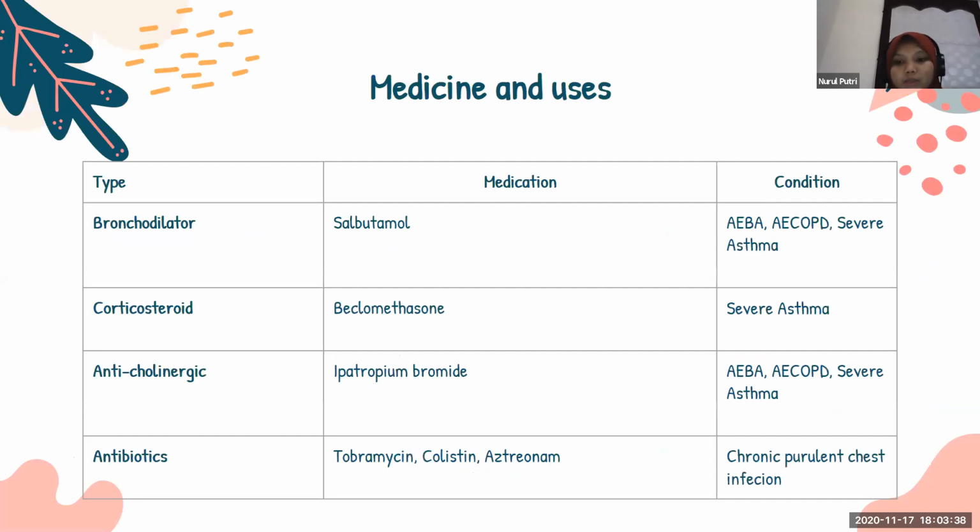Then the medication that we use for nebulization: there are a few types. First is bronchodilator, for example, salbutamol, for conditions such as acute exacerbation of bronchial asthma, acute exacerbation of chronic obstructive pulmonary disease, and severe asthma. Corticosteroids, such as beclomethasone, are used in severe asthma. Anticholinergics, such as ipratropium bromide, have the same indication as the bronchodilator. Antibiotics, such as tobramycin, colistin, azithromycin, can be used in conditions such as chronic purulent chest infection.